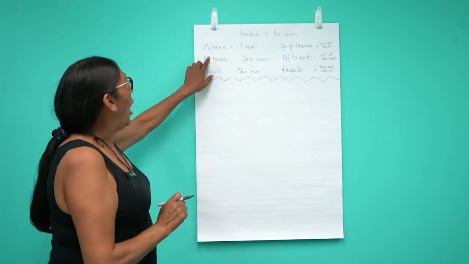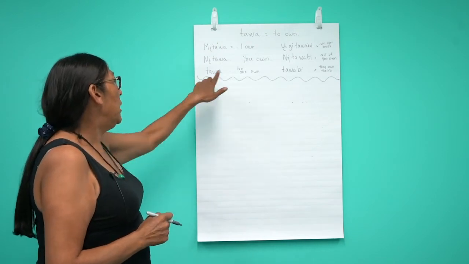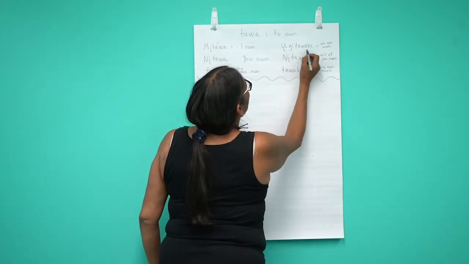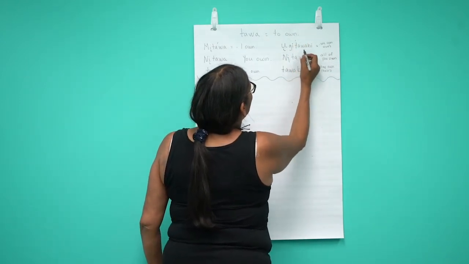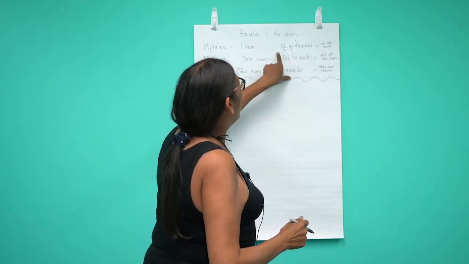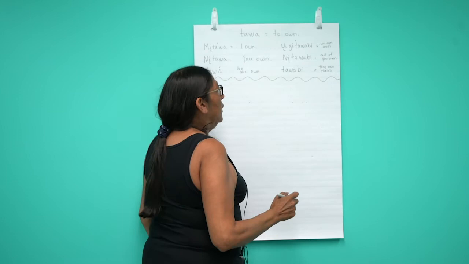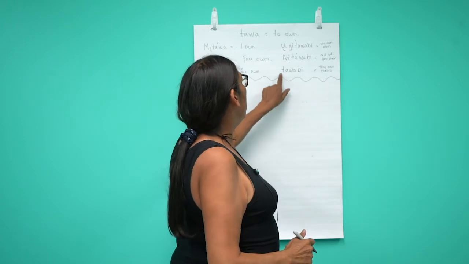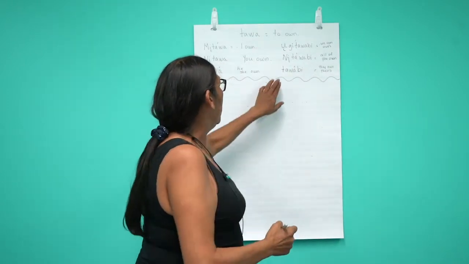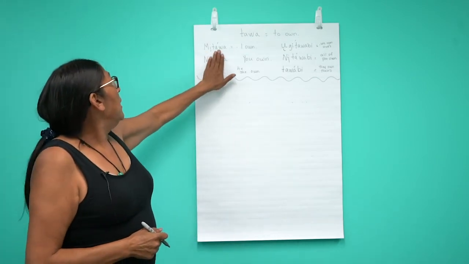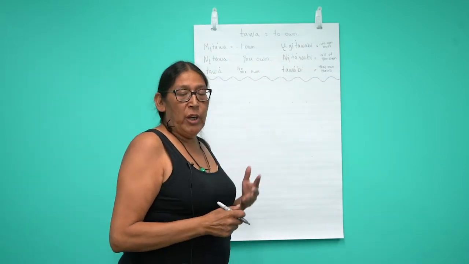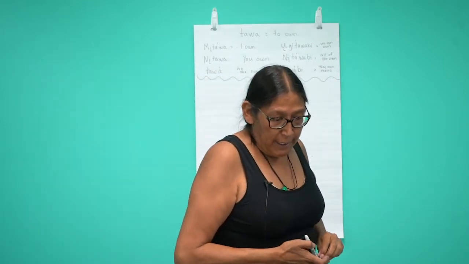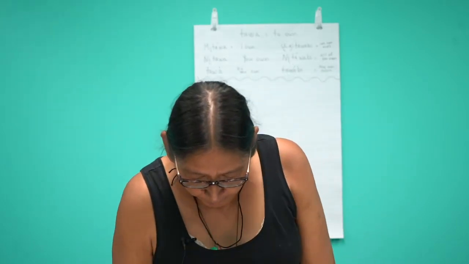Mi-ta-wa, mi-ta-wa, I own. Ni-ta-wa, you own. Ta-wa, he owns. Ungi-ta-wa-bi, it's ours, we own it. Ni-ta-wa-bi, all of you own it. Ta-wa-bi, they all own it. See? It's the way you say the word. Mi-ta-wa. I'm just accentuating it a little bit more.